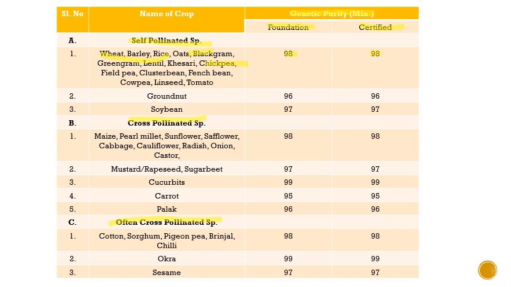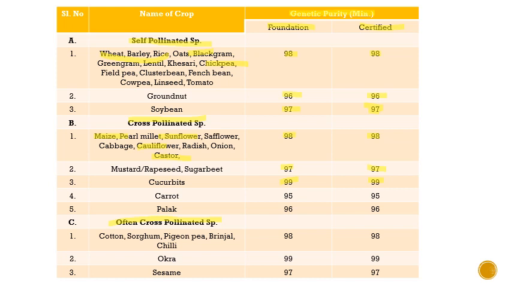When coming to groundnut, it is 96 percent, and in soybean it is 97 percent for both categories of seeds. In the case of cross-pollinated species like maize, pearl millet, sunflower, safflower, cauliflower and castor, it is 98 percent. For mustard, rapeseed and sugar beet, it is 97 percent. And for cucurbits we are at 99 percent.